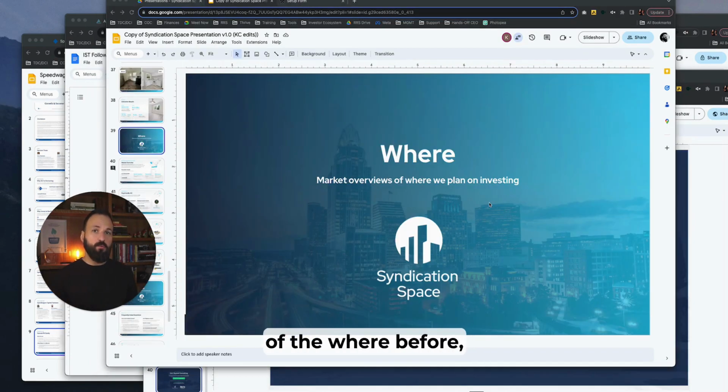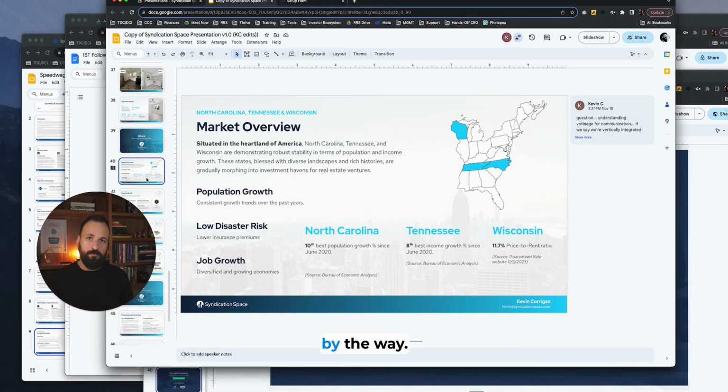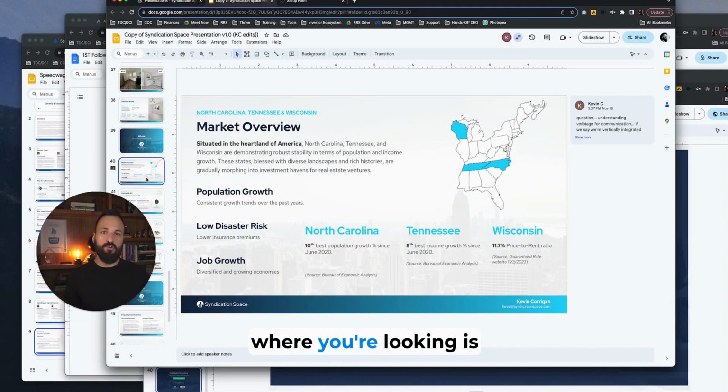So we covered a little bit of the where before, but now we're going to dive a little bit deeper. Why did we even choose North Carolina, Tennessee, and Wisconsin as our target markets? Wherever your market is, and it can be nationwide too, by the way, just say where you're looking is going to produce. This is your way of backing up your thesis and going into the numbers. You're going to want to talk about population growth, job growth, real estate value and how it's gone up, relocation numbers, and various demographics like that.